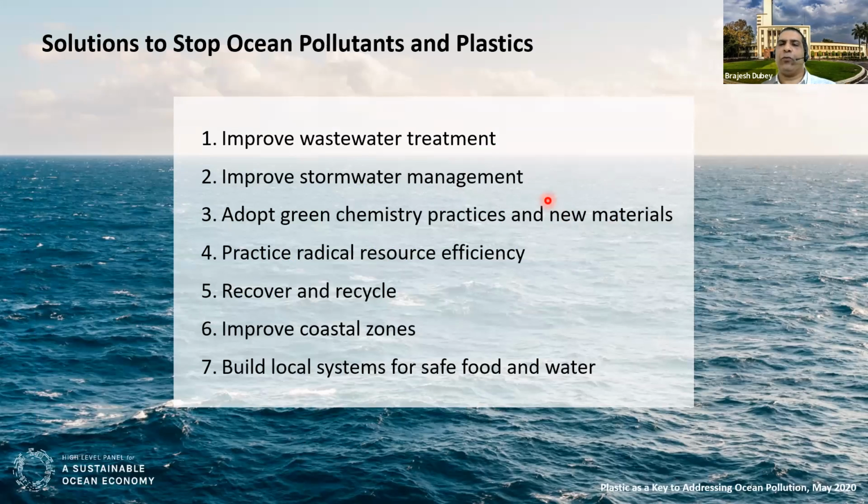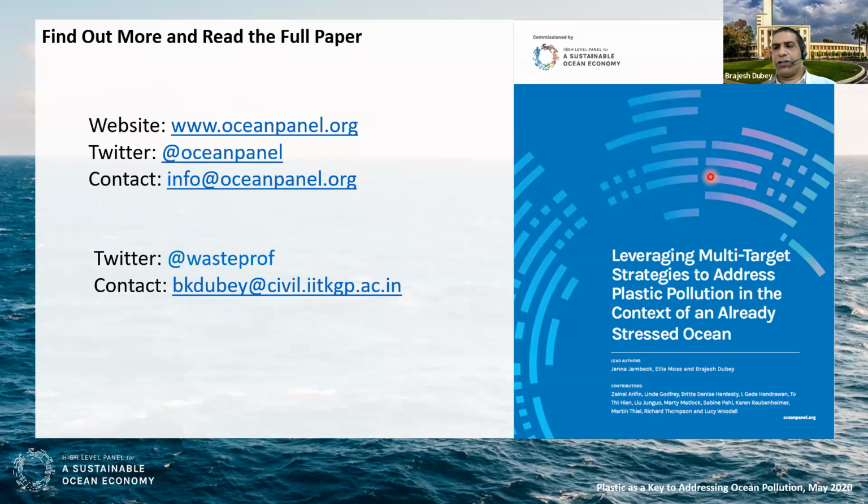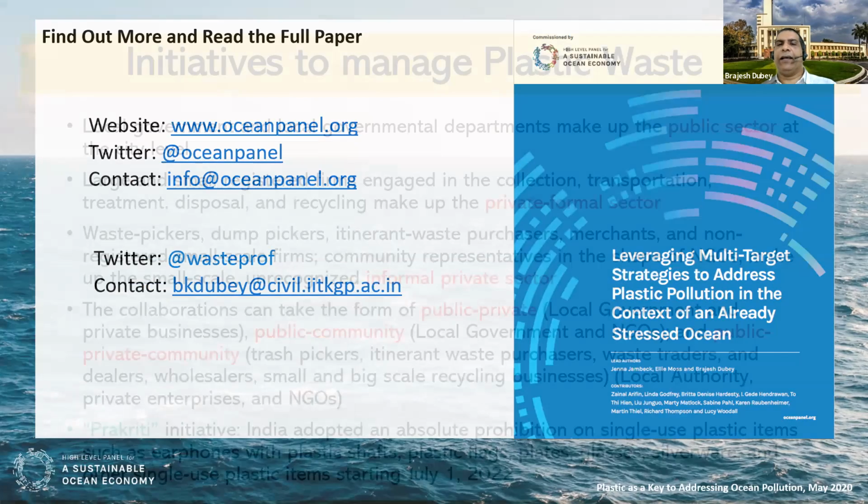How can we address that? What can we do in terms of improving wastewater and stormwater? What can be done in terms of green chemistry practices, resource efficiency, improving the coastal zone, having local systems, and all that. We came up with all those recommendations, and we also linked it to the sustainable development goals. This was reported in the Guardian and several other newspapers as well. It is called a blue paper, and you can find that as well.